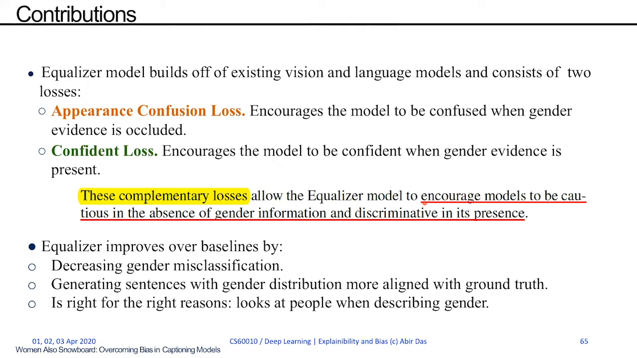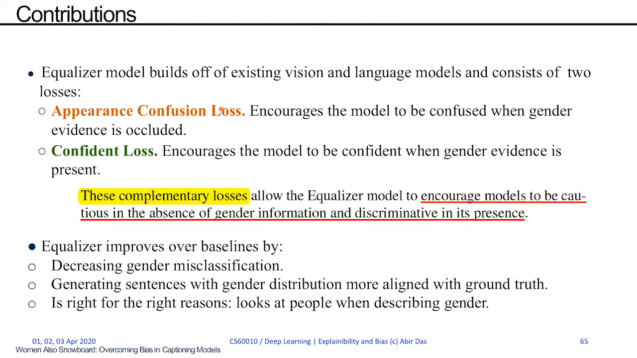So the intuition behind this is that it applies one model called Equalizer. It's an existing vision and language model; the paper builds on that and consists of two losses. The first is the appearance confusion loss. The intuition behind it is that given an image in which evidence of gender is absent, somehow, and we'll see how the authors made the gender information absent, the description model would be unable to accurately predict a gendered word.